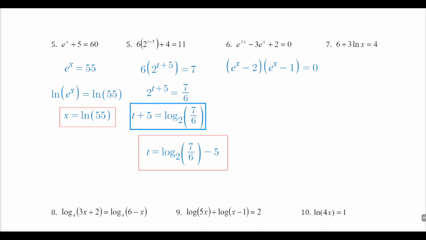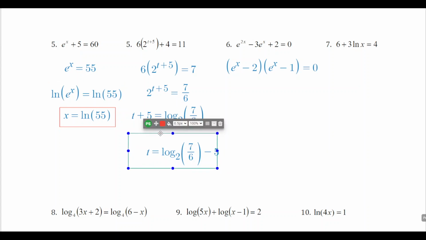If I can move this over. There's always something here. Okay, there we go.